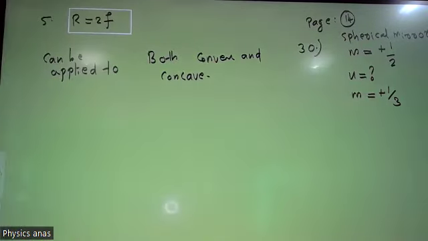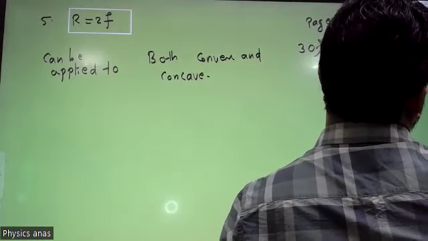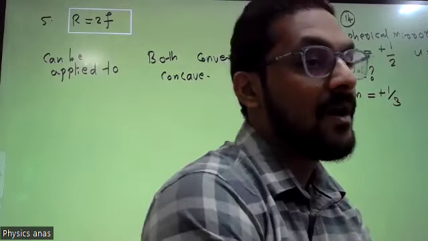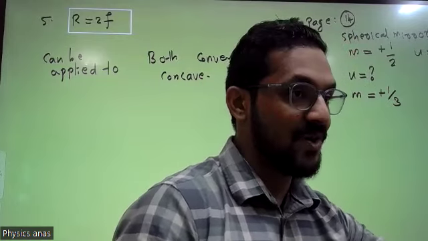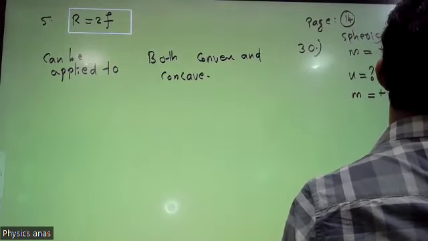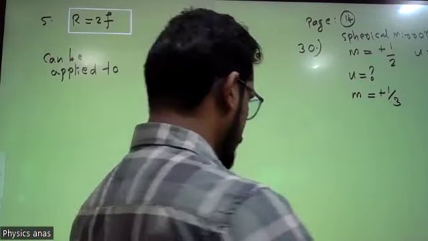And is there any other data? The magnification produced when an object is placed at a distance of 20 centimeter from a spherical mirror is plus 1 by 2. That means U is given in the first case. What is U? U is 20 centimeter, but the object is always placed in front of the mirror, so it will always be minus. So U will be minus 20 centimeter. You get it? Okay.